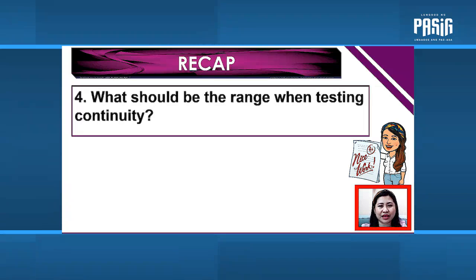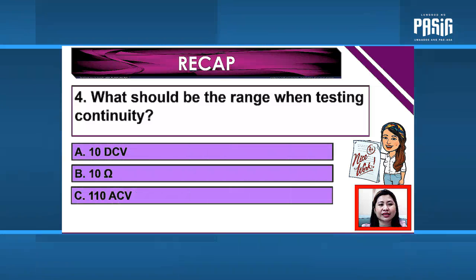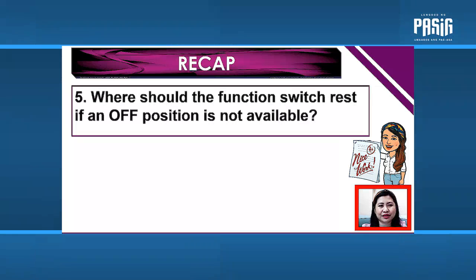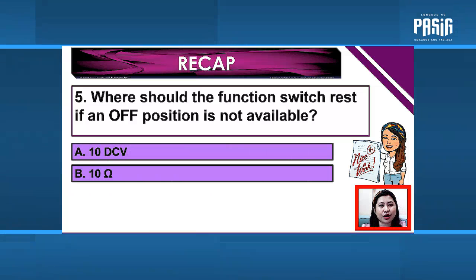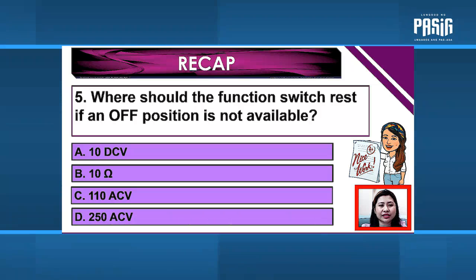4. What should be the range when testing continuity? A. 10 direct current voltage. B. 10 ohms. C. 110 alternating current voltage. Or D. 250 alternating current voltage. 5. Where should the function switch rest if an off position is not available? A. 10 direct current voltage. B. 10 ohms. C. 110 alternating current voltage. Or D. 250 alternating current voltage.